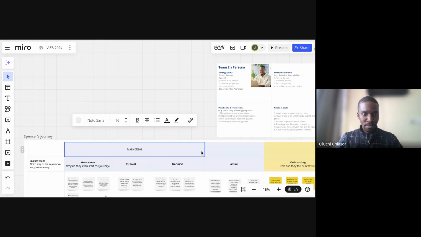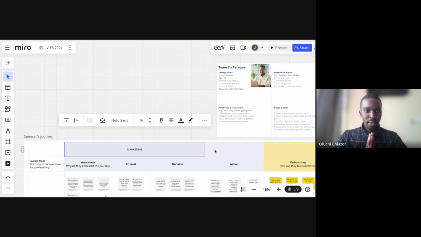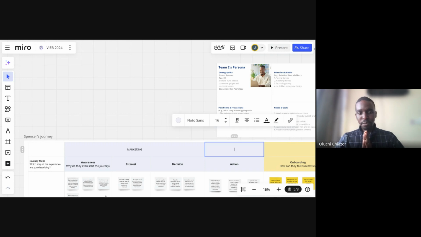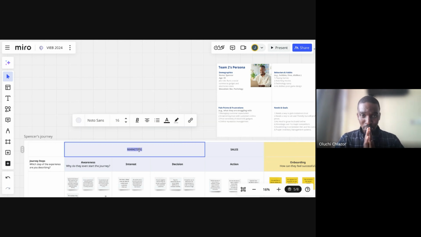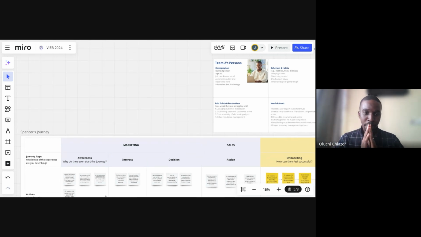You don't believe me? How many people have seen an advert for a Tesla? If you've ever watched a Tesla advert before, please raise your hand.